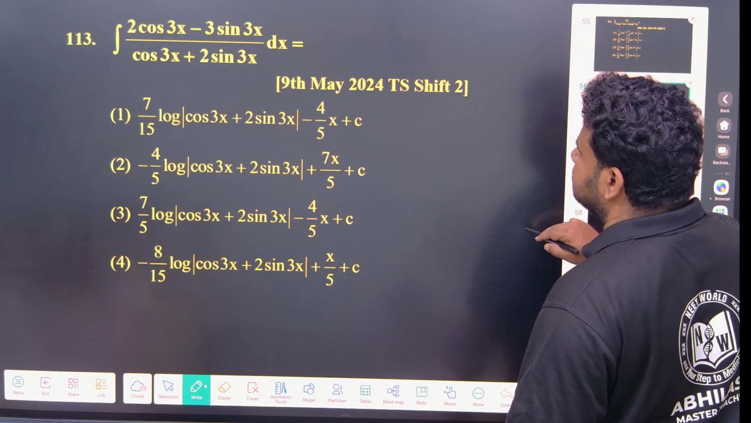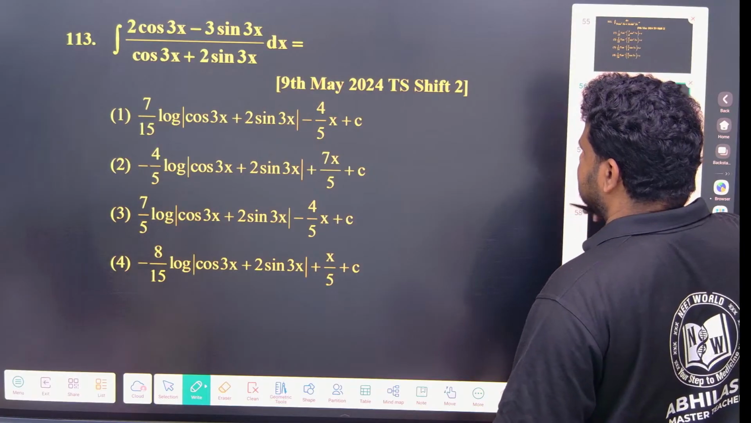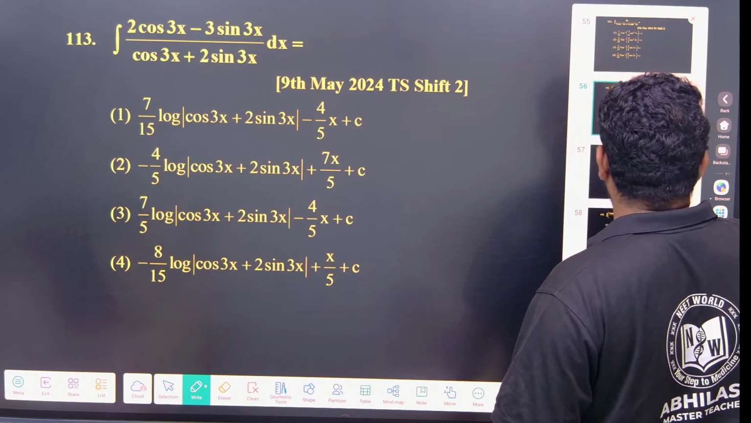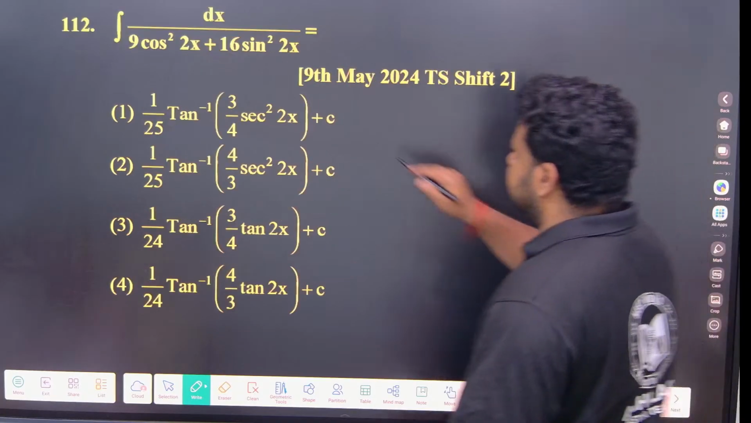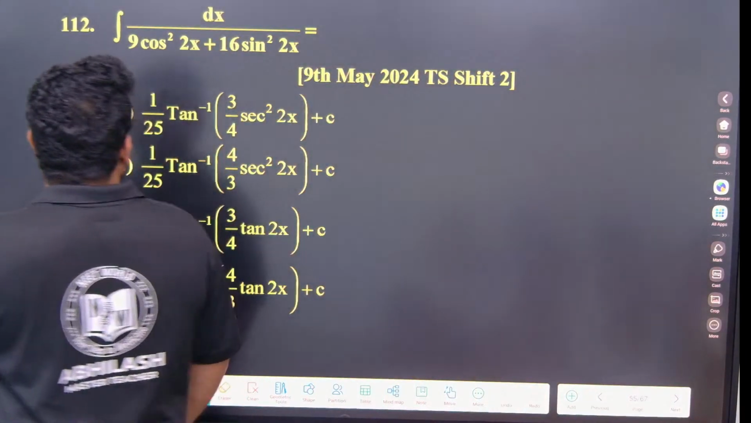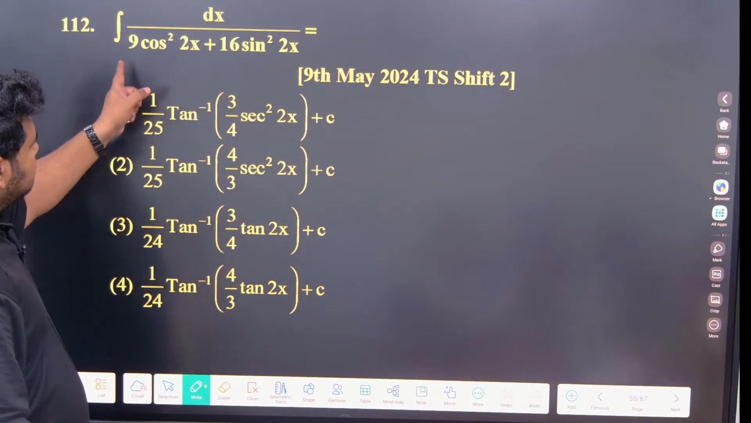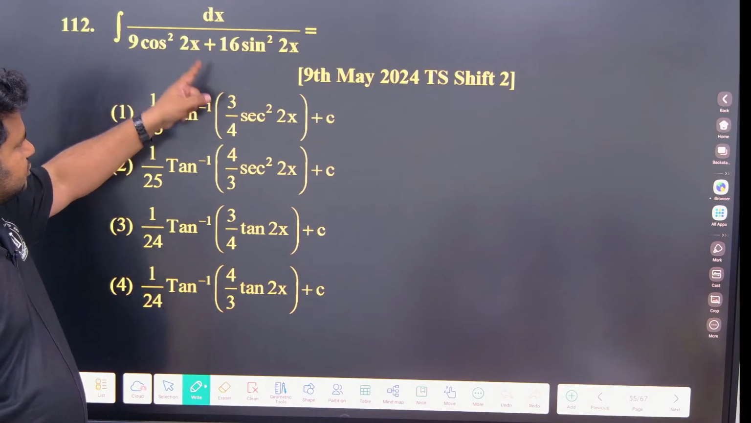Okay, this is the question. Not this one, we will do this also. Before this, we will do. Okay, look at this, what they have given. Integral of dx by 9 cos square 2x plus 16 sin square 2x dx.